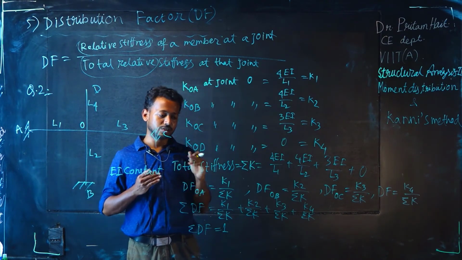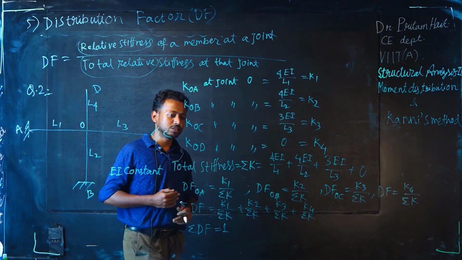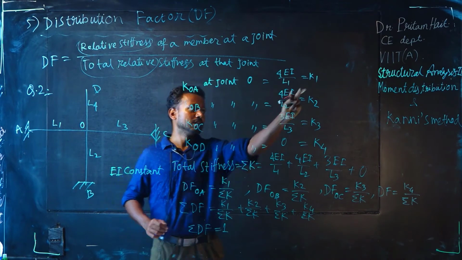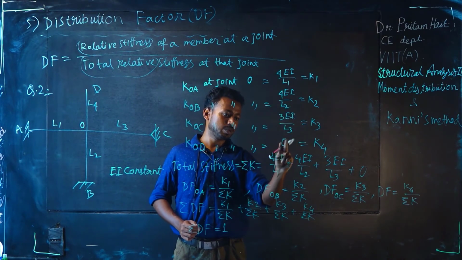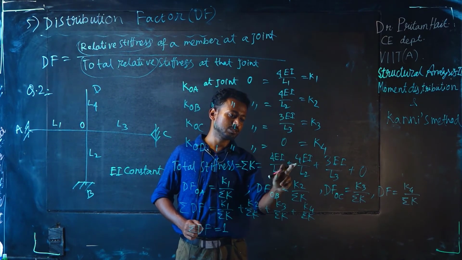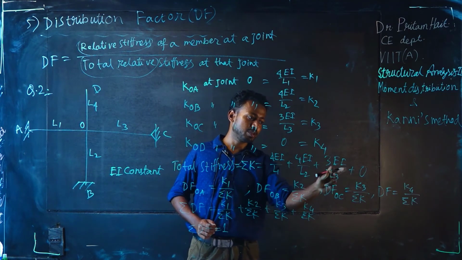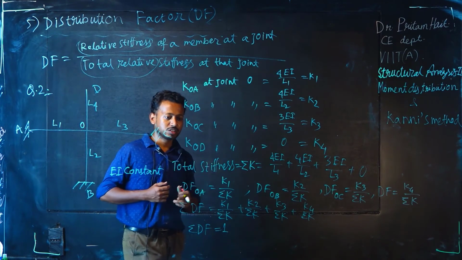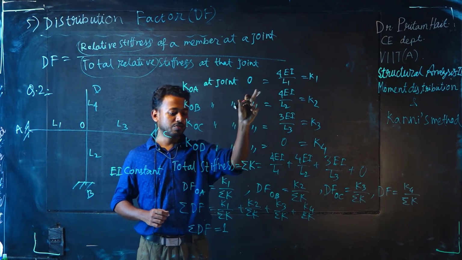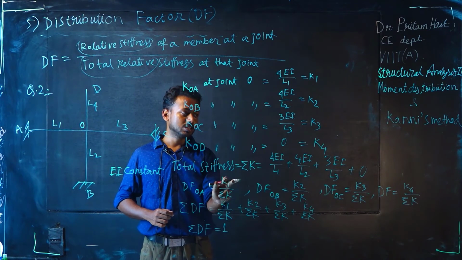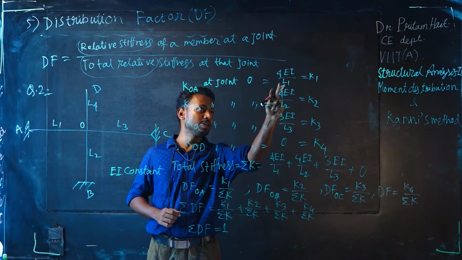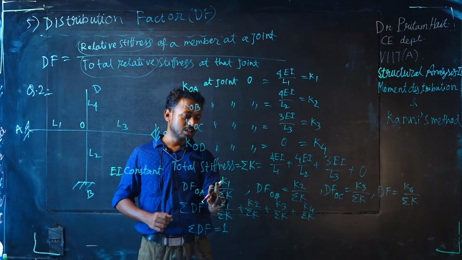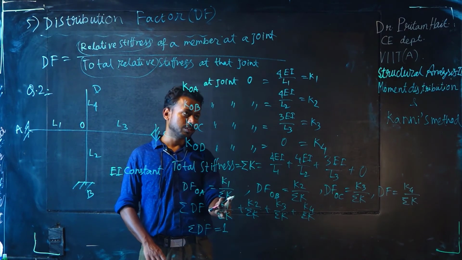Right, for simplification. So the total stiffness will be how much? Sum of K, the total stiffness, will be this plus this plus this plus this. So I wrote 4EI by L1 plus 4EI by L2 plus 3EI by L3 plus 0. So the distribution factor will be how much? The particular member stiffness by total stiffness. So what is the particular member stiffness? 4EI by L1, that is K1, divided by total stiffness. So you can write K1 by sum of K.